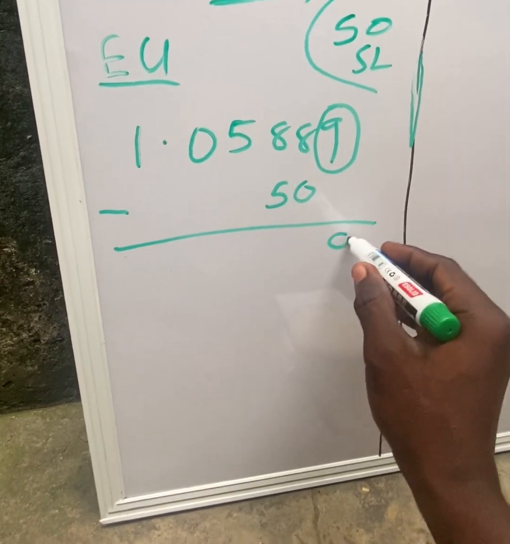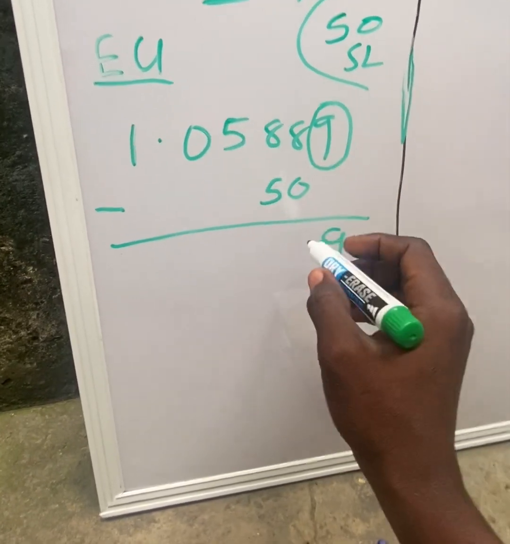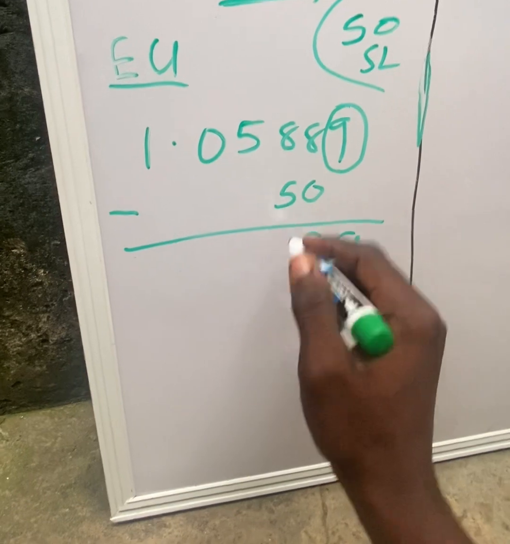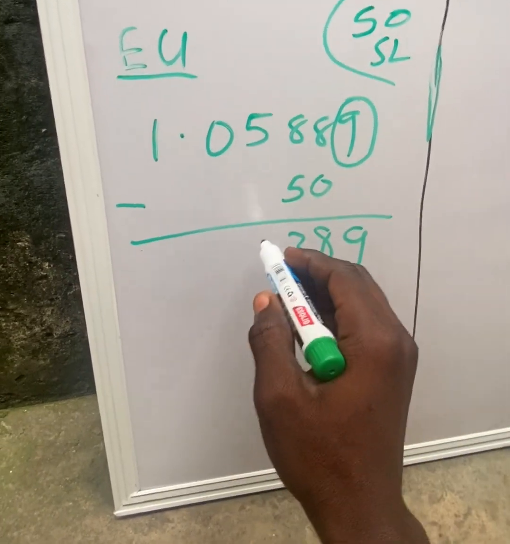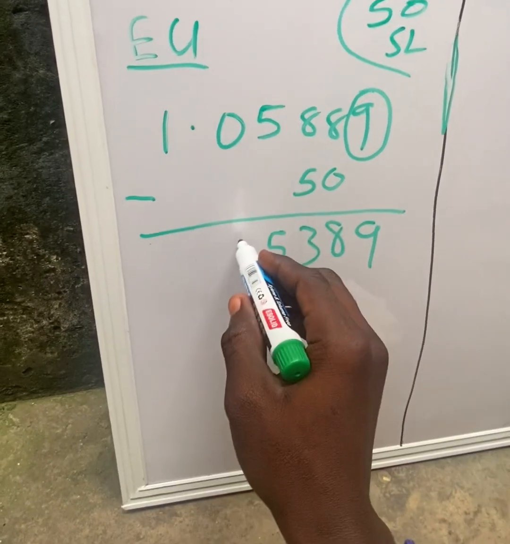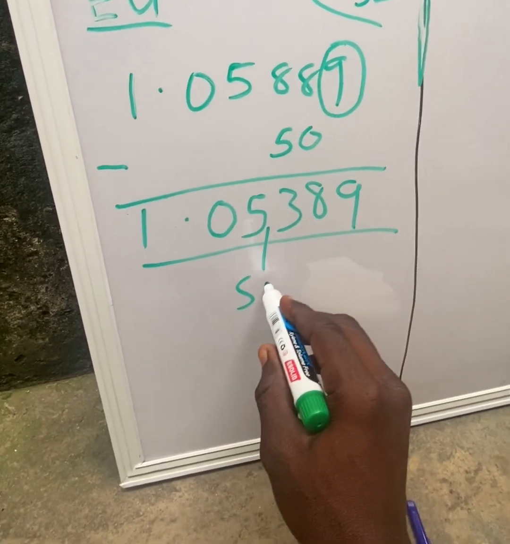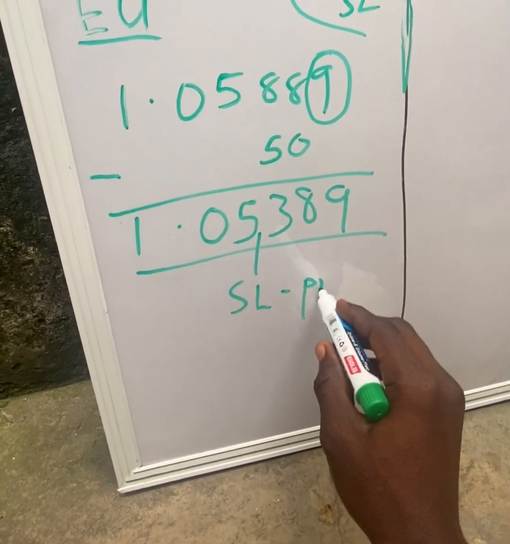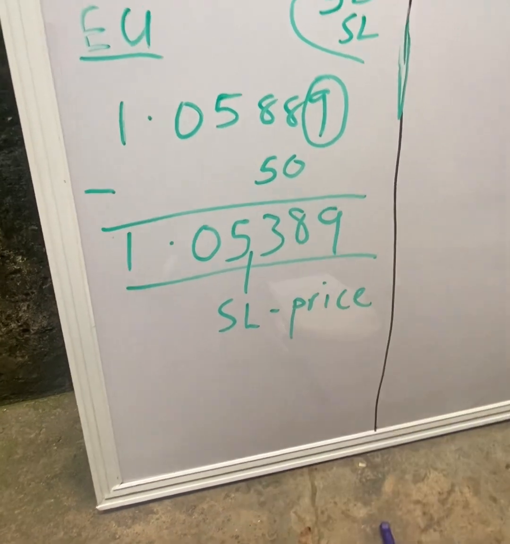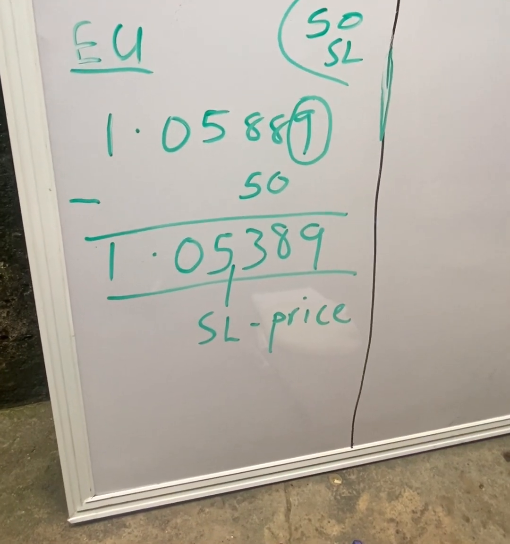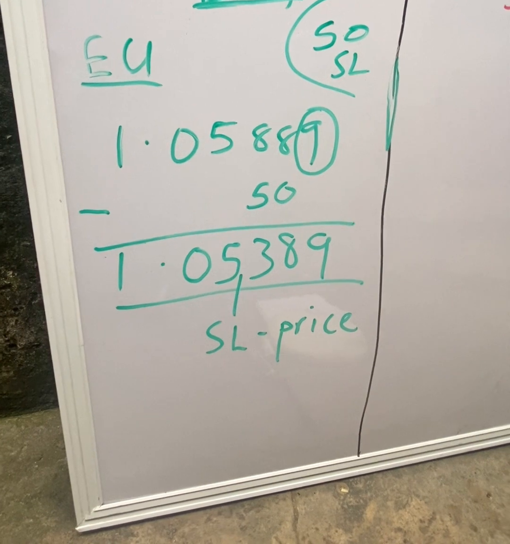Then we keep our 9 back. 9 minus 0 is 9. 8 minus 0 is 8. 8 minus 5 is 3. 5 minus 0 is 5. Here will be 0.1. So this is the stop loss price. Do you see that? This is the stop loss price.